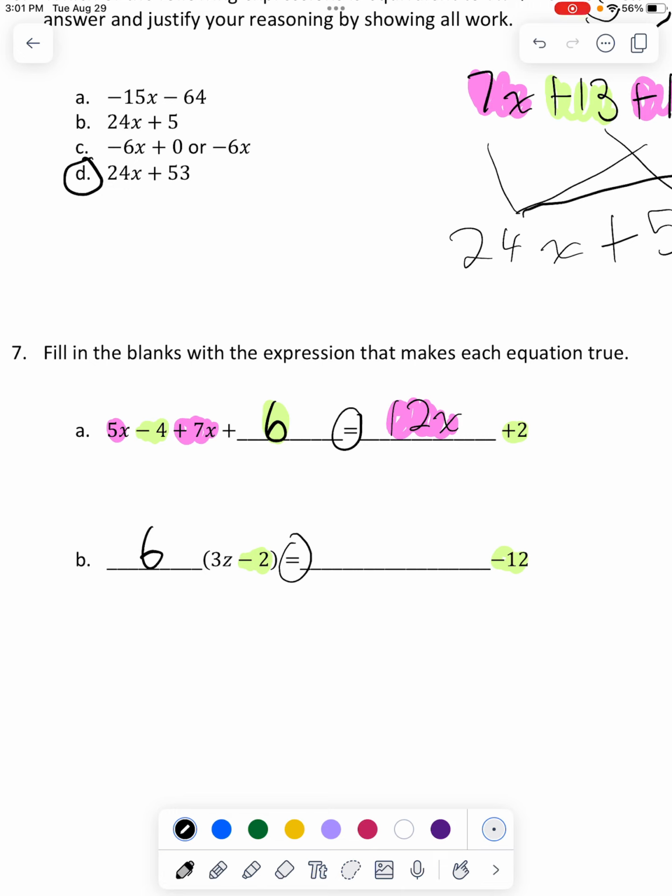Well, now that I know that this answer is 6, I see that I have 3z on the inside, but I'm multiplying that by the 6 here. What's 3z times 6? Well, it's 18z. And now I've guaranteed, once again, that both sides are equal.